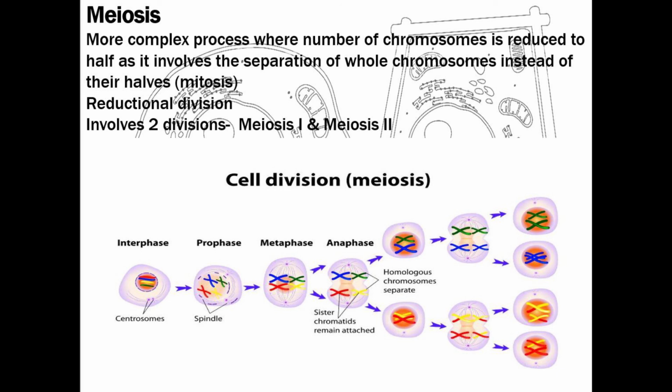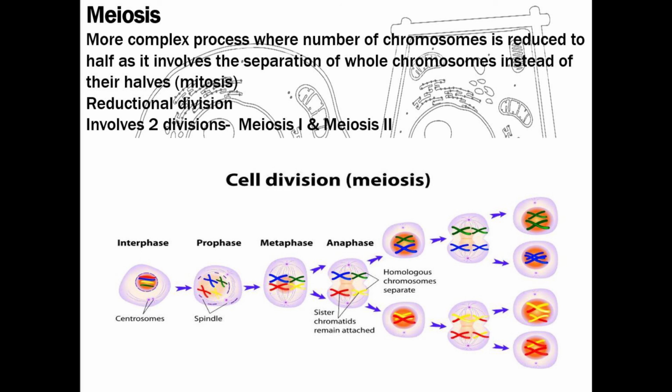We don't have to go into the details of this. We just see the phases here. The first is interphase, and we can see the centrosomes over there. Then prophase comes, and the spindle begins to take place. Then metaphase comes, and the spindle spreads more. Then anaphase comes, the sister chromatids remain attached to each other, and the homologous chromosomes separate. So this is the process through which the cell gets divided in meiosis.